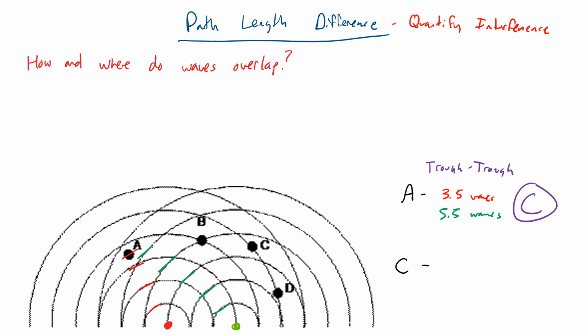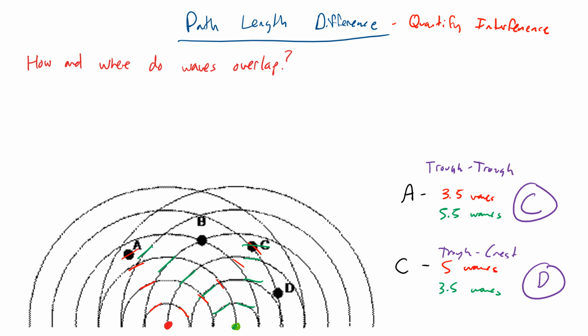If I count from the other one, 1, 2, 3, 4, 5 waves away from point C for the red source 1, and source 2 is 1, 2, 3.5 waves away from the green source 2, well, I see that that is a different interaction. That is a trough and a crest. And that's destructive interference. So we have constructive and destructive interference, but really what is this about?